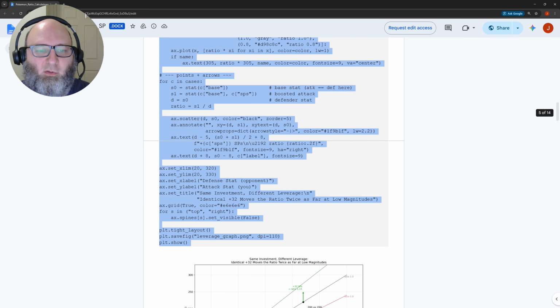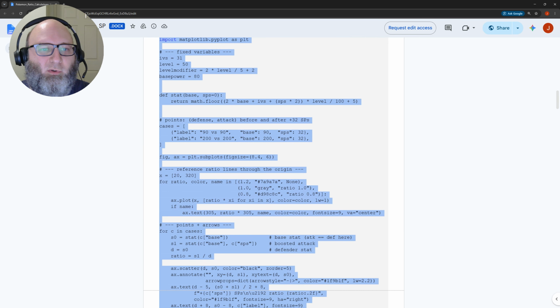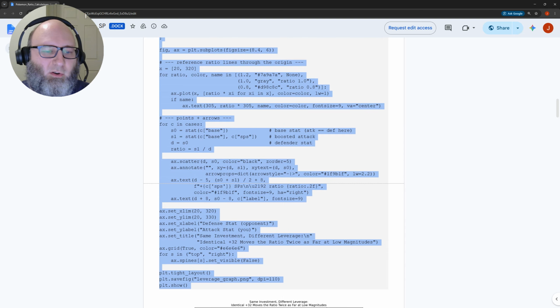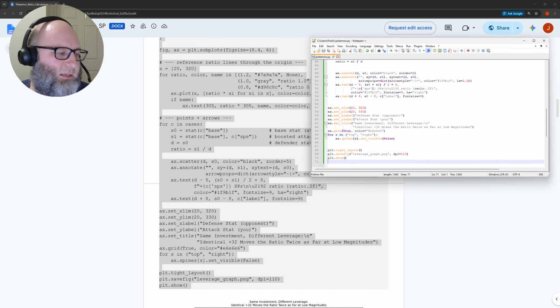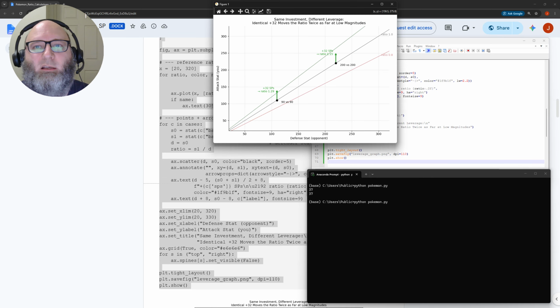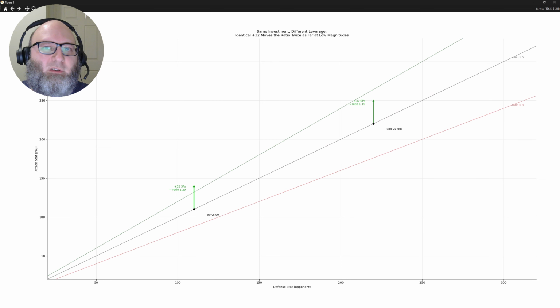So again, if you want to go through this, just fixed variables, again, calculating the stat, doing the different points, and then we're plotting this on a graph. So we can dump that into there and we can run this and we get our same investment, different leverage. So identical +32 moves the ratio twice as far at low magnitudes. So again, you can see our 90, 90, we get our 1.29, and our 200, 200, we get our 1.15. And that's where we look at diminishing returns at higher numbers, not as effective.